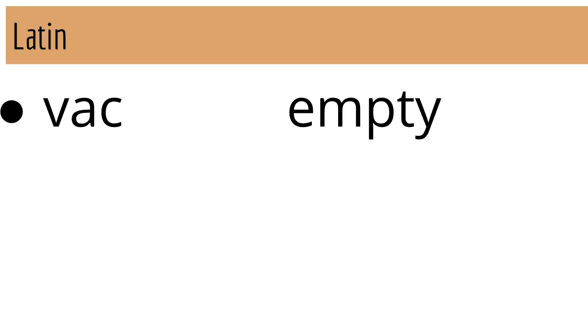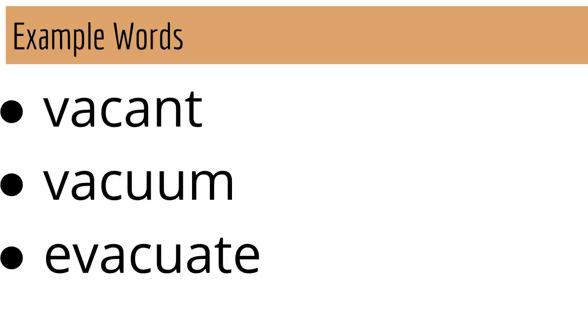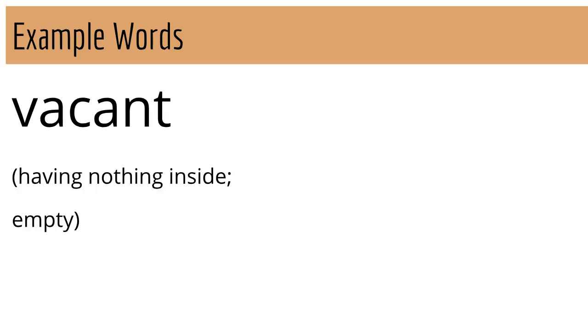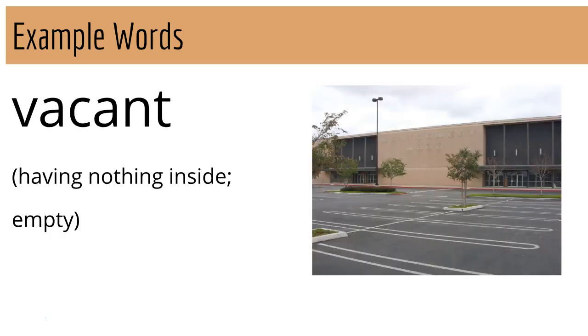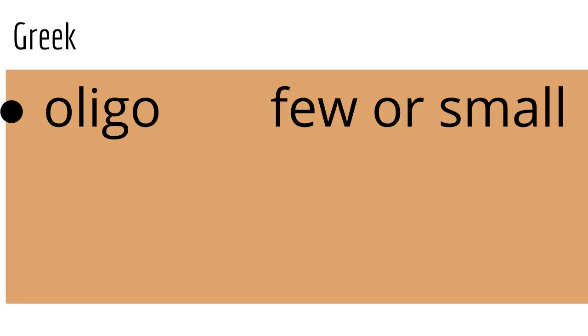Vac means empty. This is where we get words like vacant, vacuum, and evacuate. If we're looking at the word vacant, the definition is having nothing inside or empty. So a vacant lot that you might see as you're driving down the street would be a lot that has nothing on it. No house, no building, no nothing. It's empty. Here's an example of a vacant parking lot because nobody's there right now. Our next stem is oligo.